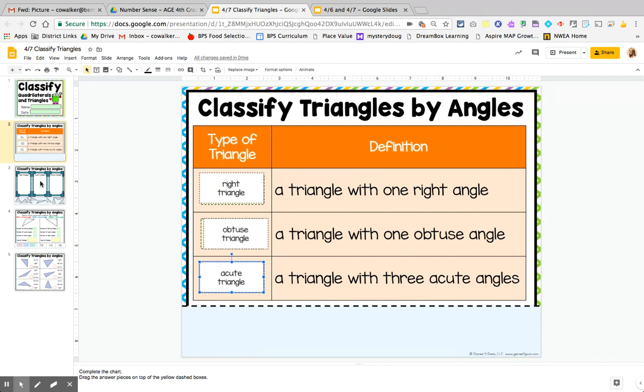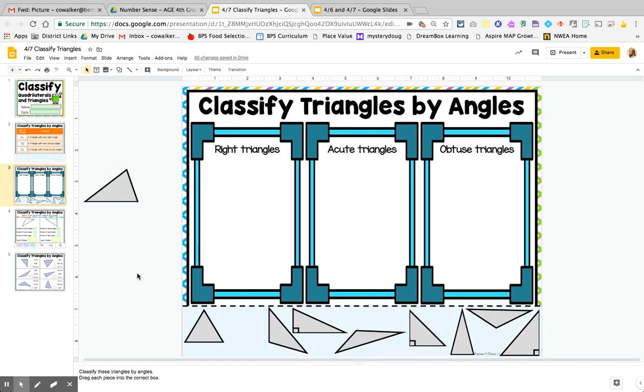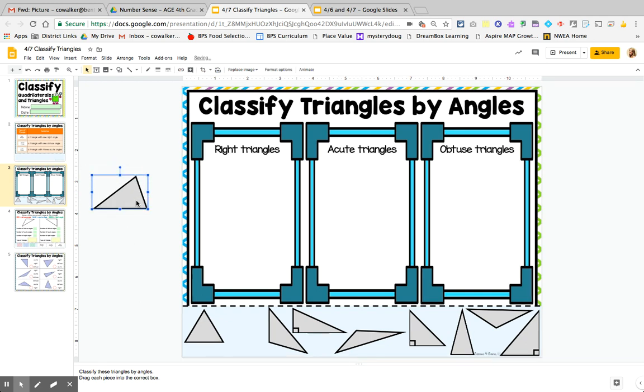So I'm going to go ahead and switch to slide 3. I'm going to pull one of the triangles up, over here to the left a little bit. Let's start with this one. I want you to take a second and think, is this a right triangle, an acute triangle, or an obtuse triangle? Remember that the right triangle has to have at least one right angle. The acute triangle has to have all three acute angles, and the obtuse triangle has to have one obtuse angle. So which do you think this one is over here to our left?